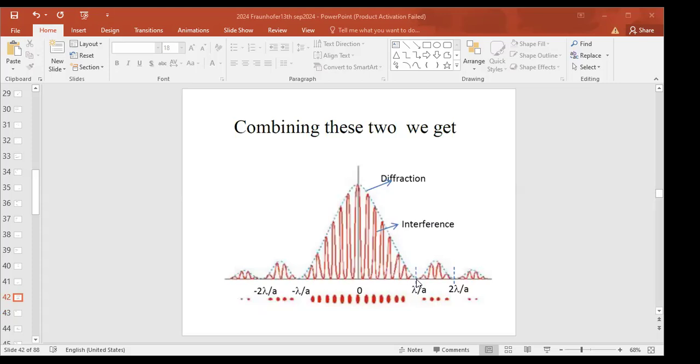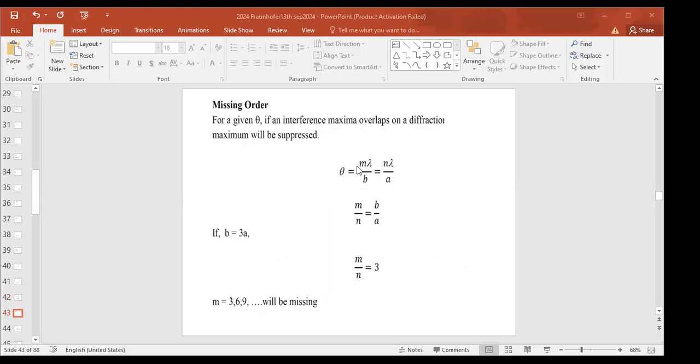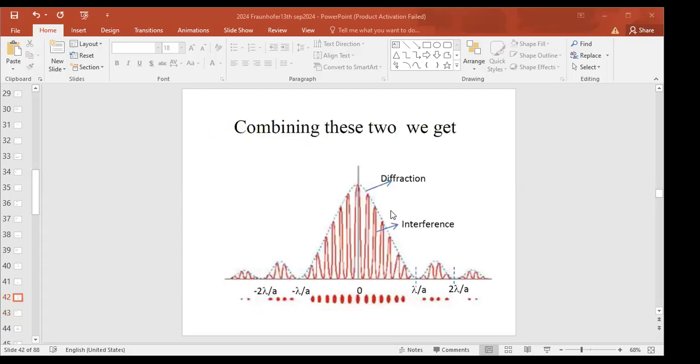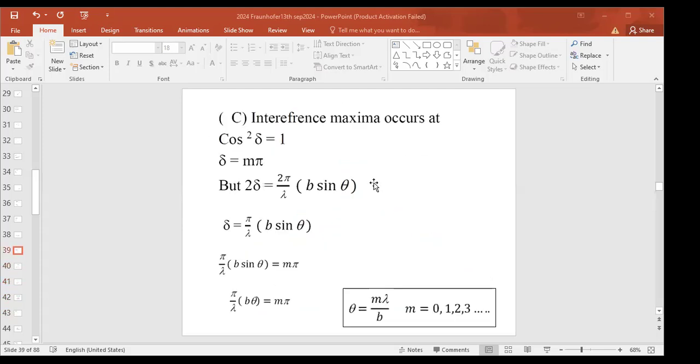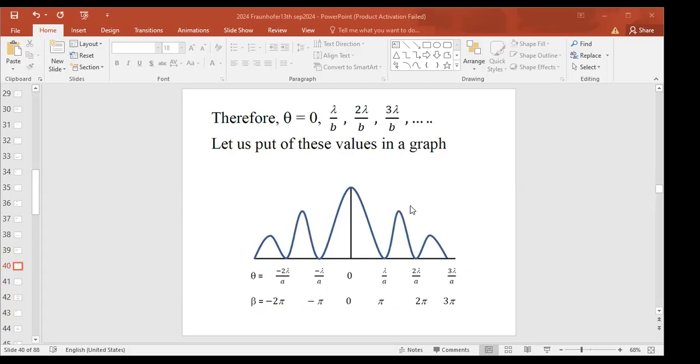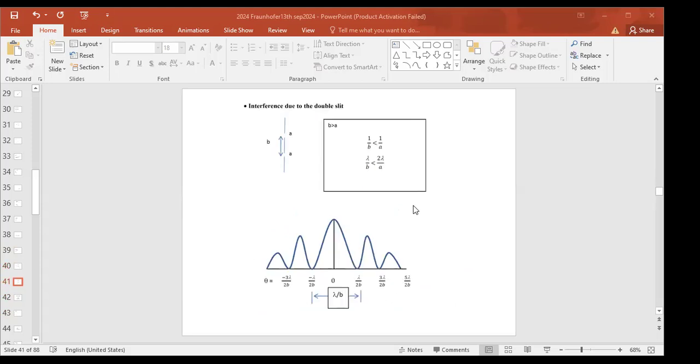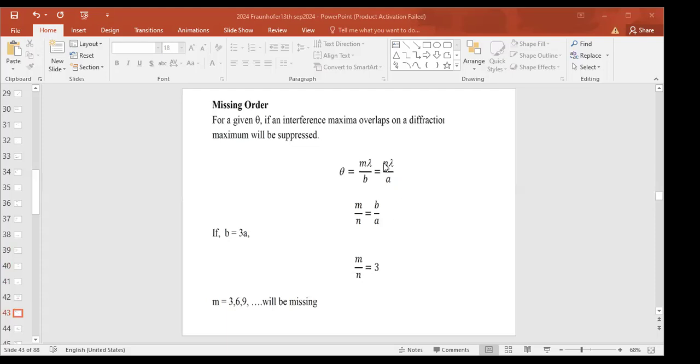Here theta, the relationship between m and n, right? By using m and n, we can write it. Generally you can take the first and second, lambda over 2b to 3 lambda over 2b like that. But again here, lambda over a like that. But we don't know the first or second or whatever numbers. So now we can write with the m and n numbers, any numbers, right?